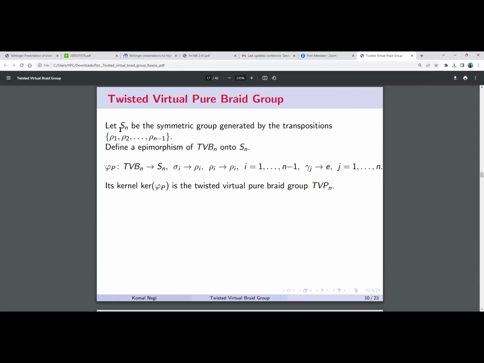First, we have considered a group Sn, which is the symmetric group generated by transpositions rho 1, rho 2, till rho n minus 1. And we define an epimorphism of TVBn onto Sn. So this epimorphism maps sigma i and rho i to rho i only, and gamma j's to identity. So the kernel of this epimorphism will form a subgroup of this group TVBn, which we have denoted as TVPn, that is the twisted virtual pure braid group.